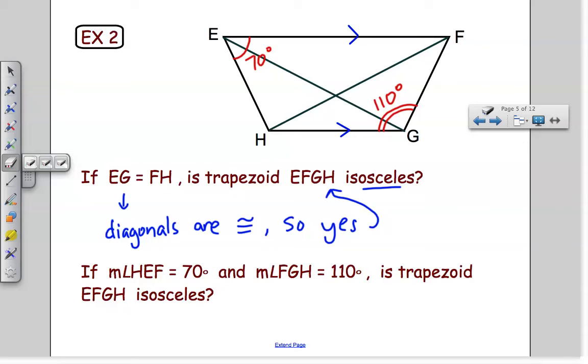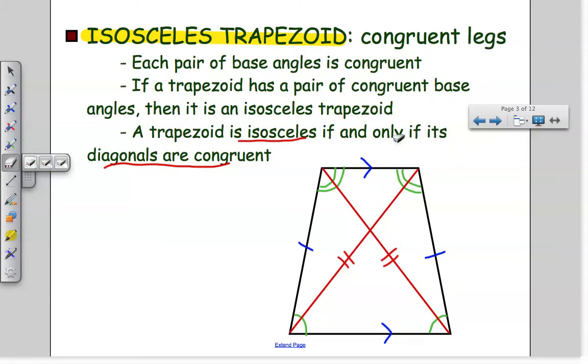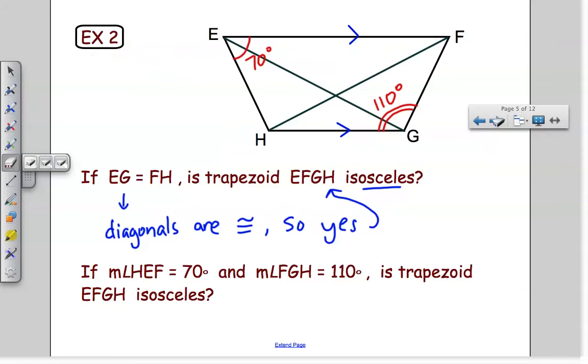Well, remember, you have an isosceles trapezoid. I'm going to go back a little bit. If a trapezoid has even one pair of congruent base angles, it is an isosceles trapezoid. So that's what I'm trying to see here. Do we have a pair of congruent base angles? Well, taking a look at the fact that this is 70 degrees.